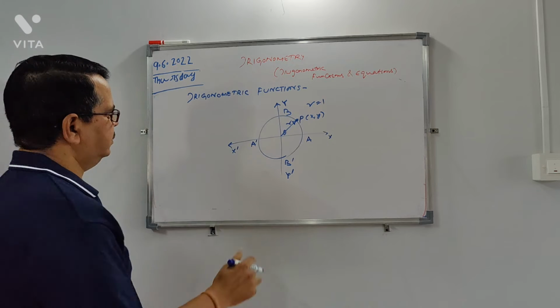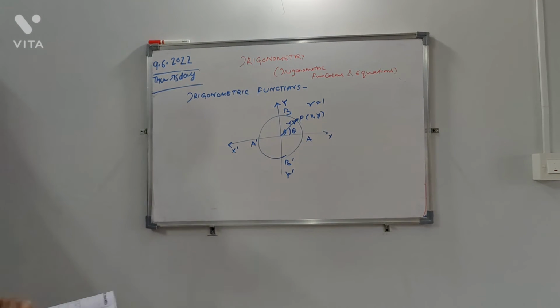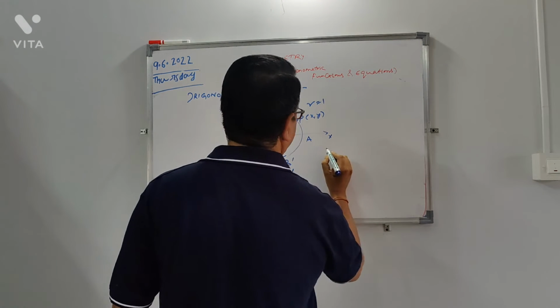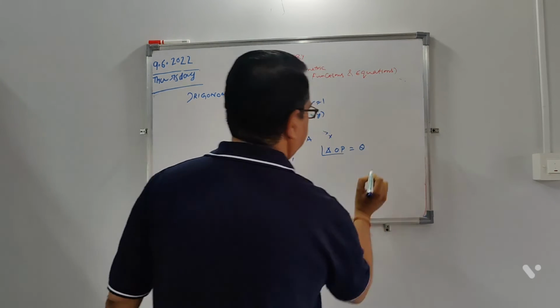So this is my angle theta. Here AOP, this is O actually. So the angle AOP is nothing but theta, right?